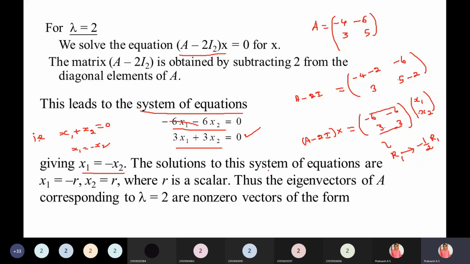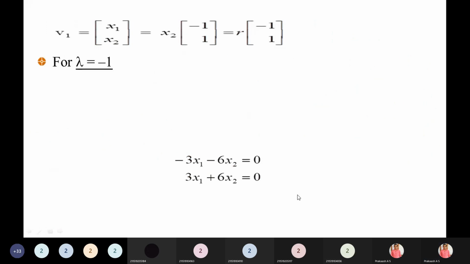See, one equation, two unknowns, you have to assume. So for the simple eigenvector, I will take x1 by 1, x2 by minus 1. This is the simplest one. We have one parameter, r, so I am putting x2 equal to r. Therefore x1 is minus r, where r is a scalar. Thus, the eigenvectors of A corresponding to lambda equal to 1 are the non-zero vectors of this form.